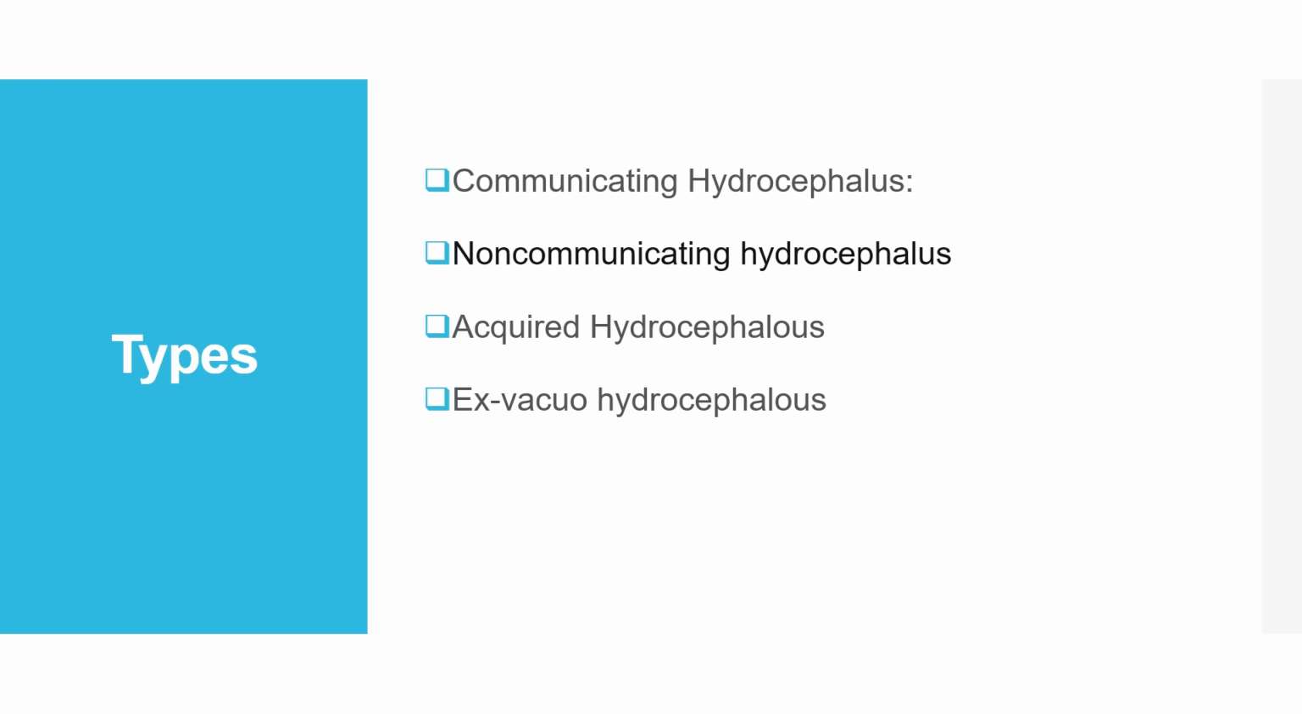Acquired hydrocephalus occurs after birth, especially in infections or in any brain hemorrhages after a fall; stroke is also a reason for acquired hydrocephalus. Ex vacuo hydrocephalus: here also stroke, brain hemorrhage, and degeneration are causes. But here the ventricles get enlarged and the brain tissue shrinks. It is seen in MRIs also.